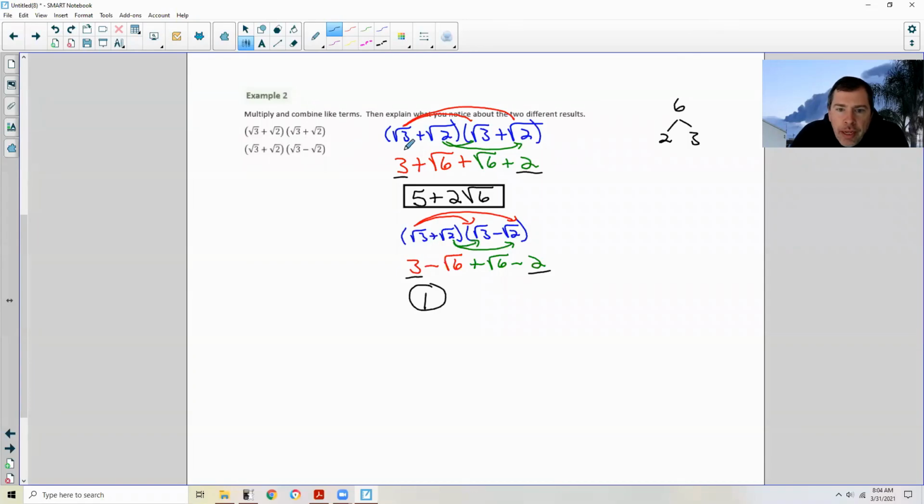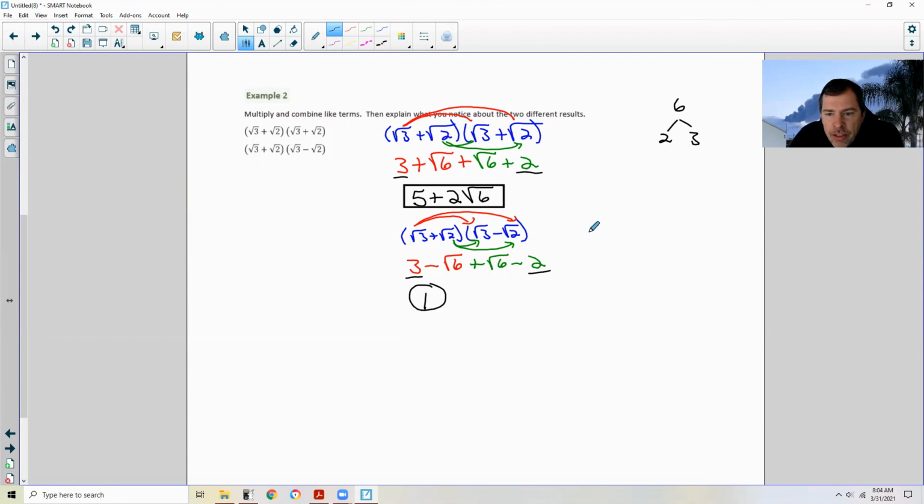Okay, so as you can see, when we have a radical plus a radical times the same radical plus the radical, we got an irrational number, a part that's an integer and a part that's irrational, so a rational plus an irrational. I'll get there at some point, okay? But notice what happens here. If we take a radical plus a radical times a radical minus a radical, we got an integer.